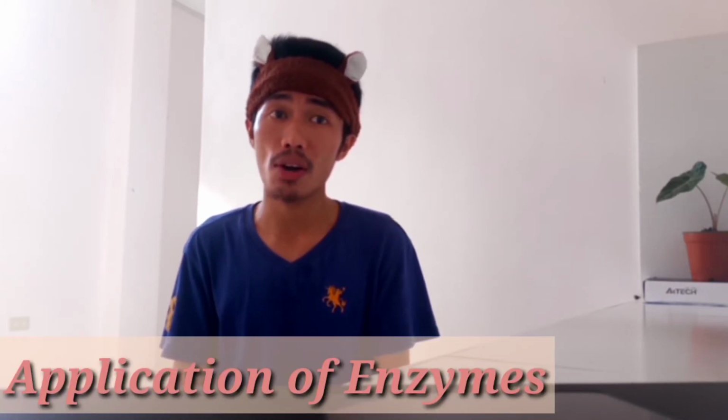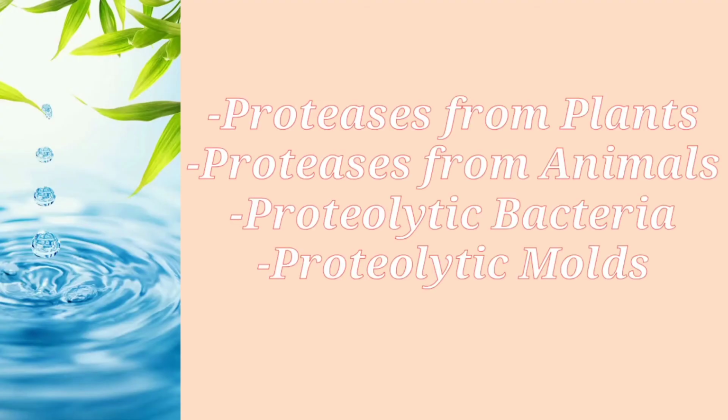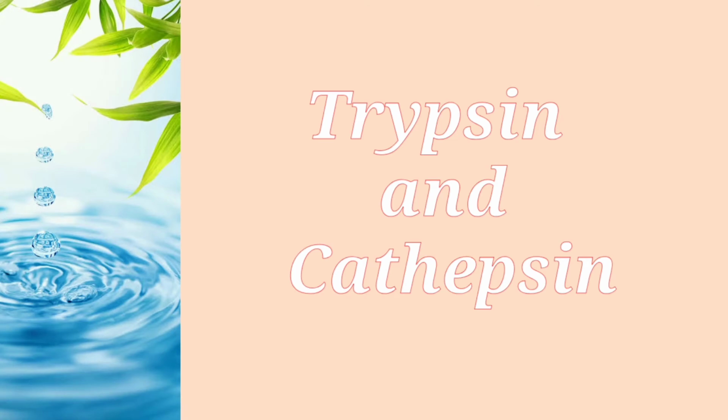Next, application of enzymes. The following enzymes are responsible for hastening the hydrolysis of fish flesh. We have proteases from plants, proteases from animals, proteolytic bacteria, and proteolytic molds. Additionally, fish sauce which has not been treated can be added to the fish and salt mixture to speed up the fermentation process. Also, natural enzymes such as trypsin and cathepsin are active in prepared fish sauce, patis otherwise.